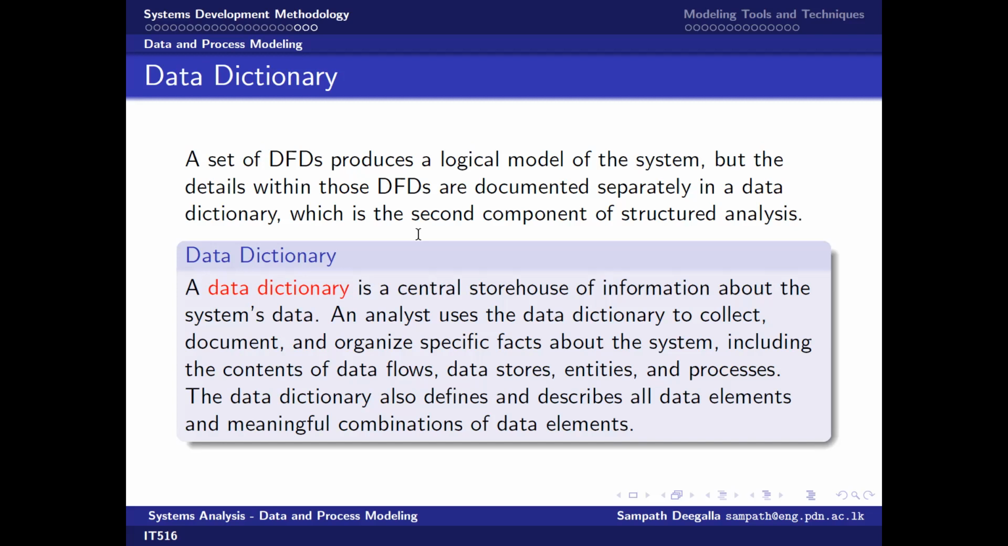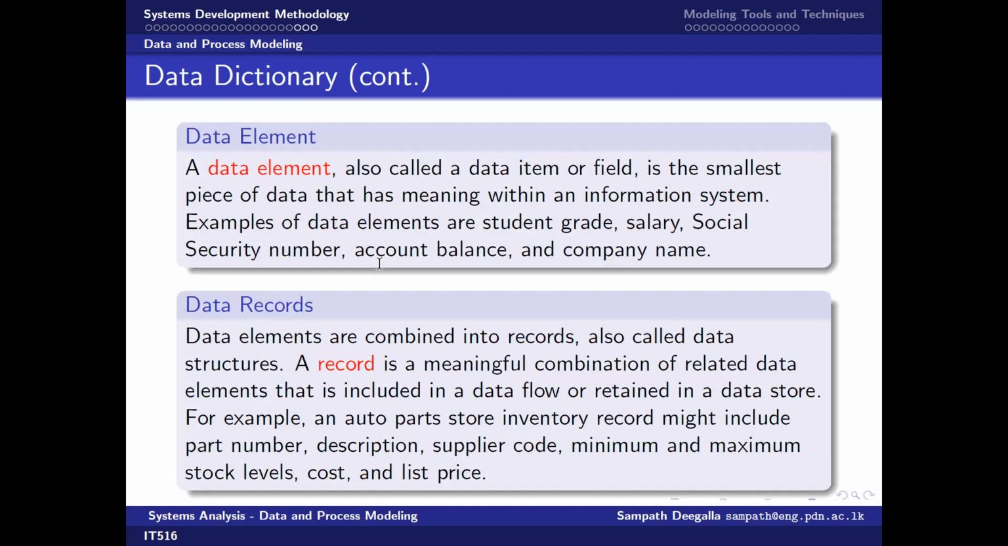So it should describe all data elements and meaningful combinations of data elements. When you talk about data elements, you can simply say it's a field, which may be called the smallest piece of data. For example, when you say student grade, we know that grades are like A, B, C, D, and so on. So student grade can be considered a data element. And data records we can define as a collection of data elements. So data elements are combined into records.